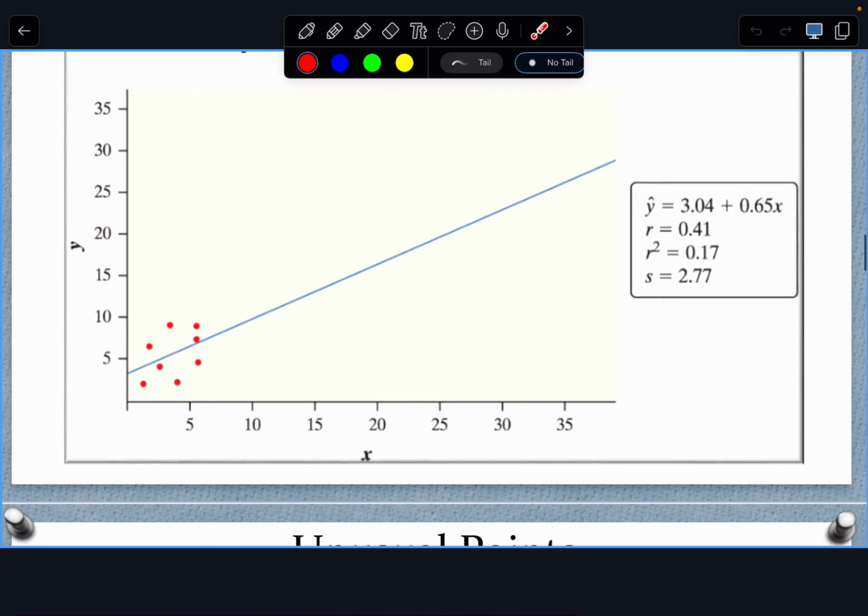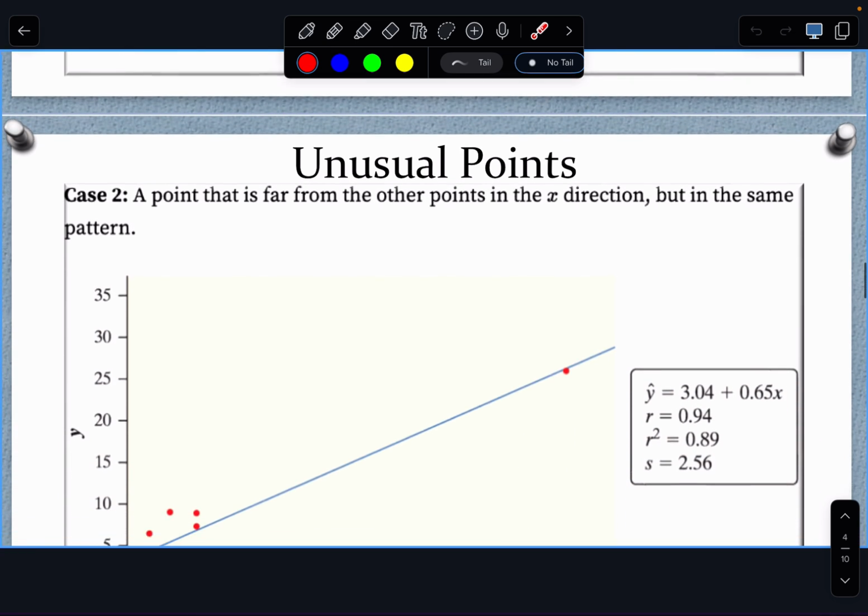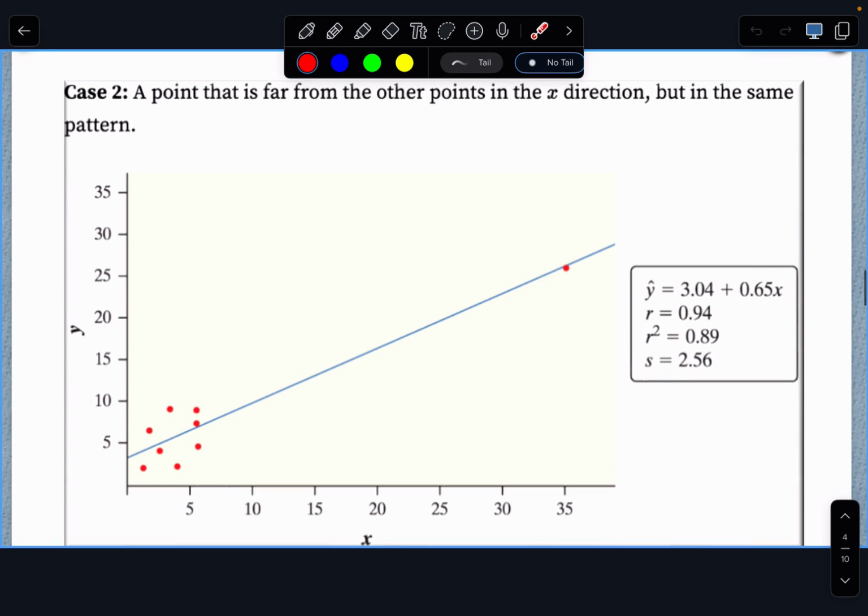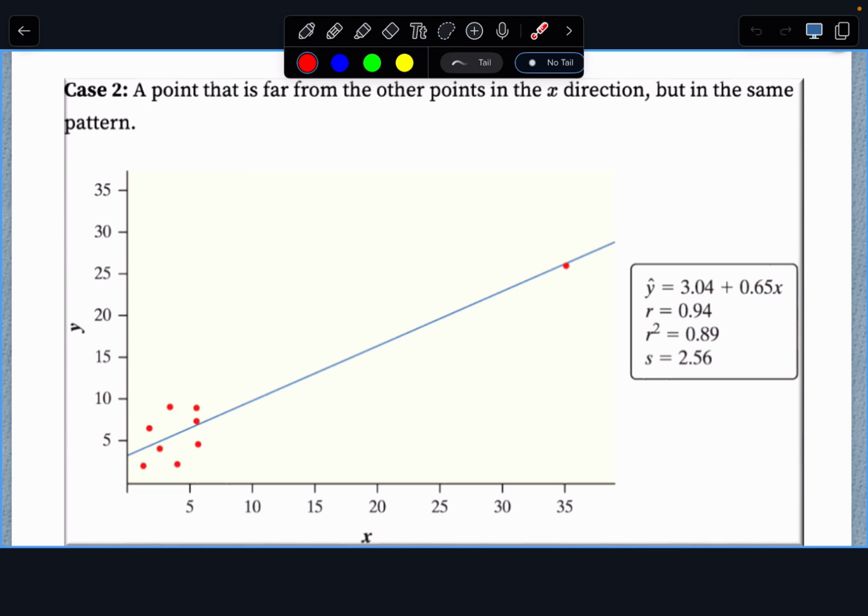But let's say there's a 9th point in our data set, and that 9th point has an extreme value in the x direction, but it falls in line with the rest of the data. A lot of these unusual points that are going to affect our different measures are going to have extreme values in the x direction. So it could be way larger than the rest. It could be way smaller than the rest depending on the situation. So we're looking at this extreme value in the x direction, either way too big or way too small compared to the rest.